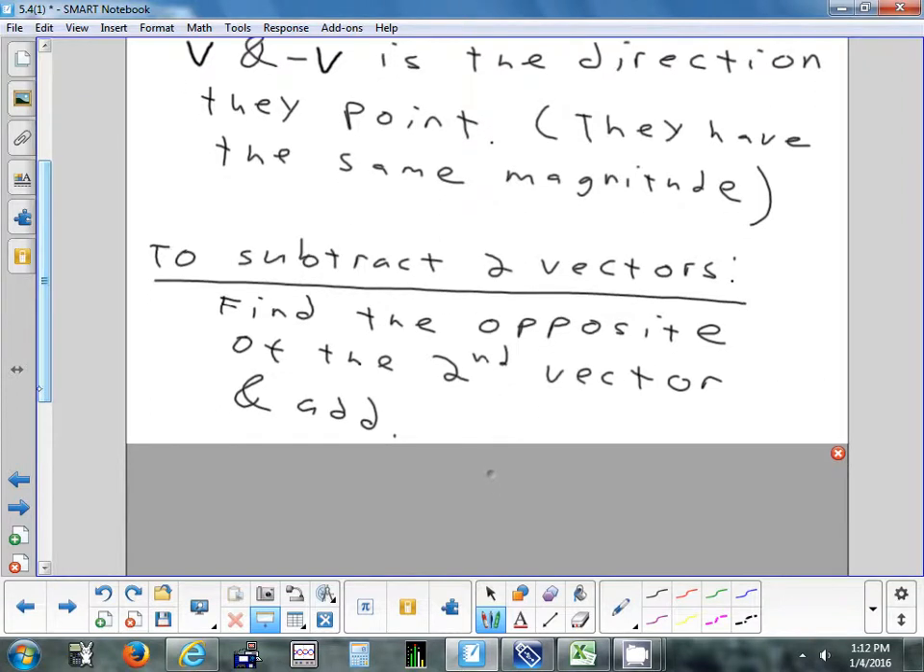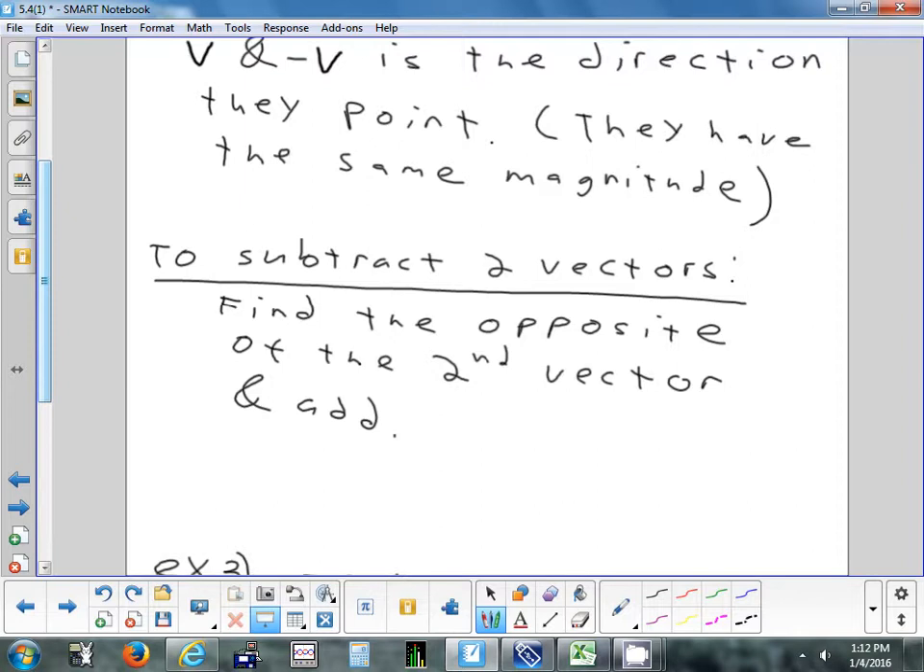All right, so in order to subtract, this is how you're going to do it. Find the opposite of the vector you're subtracting and add. And what does that do again? Opposite changes the direction. It's just going to flip it around. Yep.